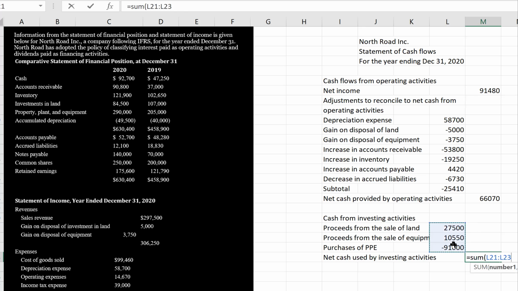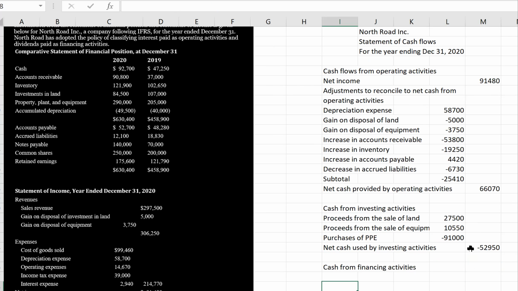And I can see there that the company used $52,950 in the investing activities. So we got the money from selling land and selling equipment, but we purchased $91,000 of new PP&E. All right, so let's finish off our last section here. So then we're going to have cash from financing activities. What are financing activities? Well, here we're looking for long-term debts or equity.